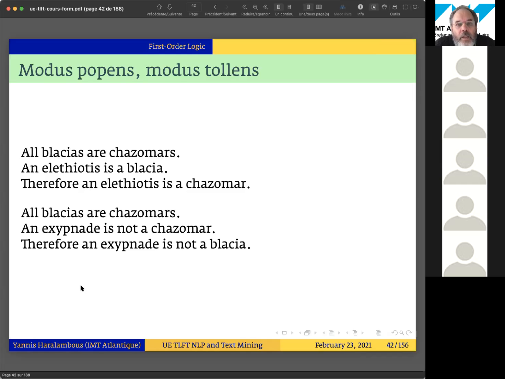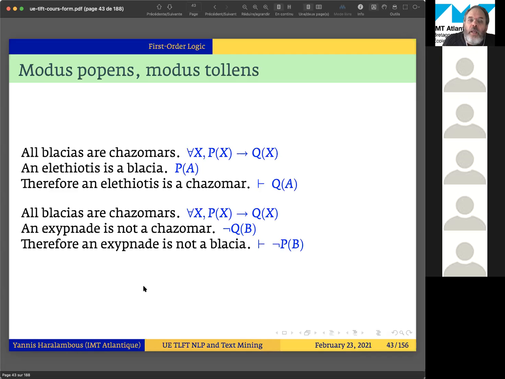All blasias are casomers, an elithiotis is a blasia, therefore an elithiotis is a casomer. All blasias are casomers, an exhypnate is not a casomer, therefore an exhypnate cannot be a blasia. So reasoning is still valid, even though I don't know the meaning of these words. And this calls for formalization.